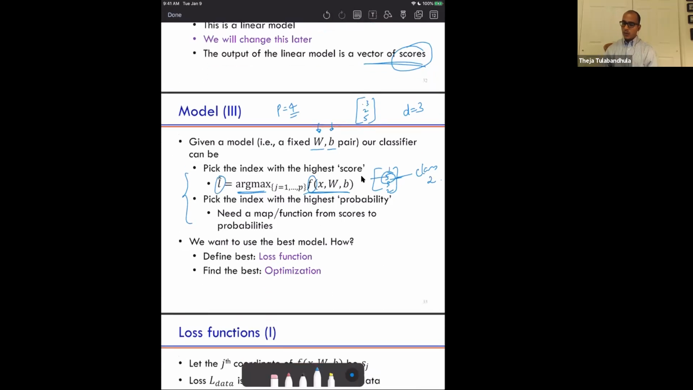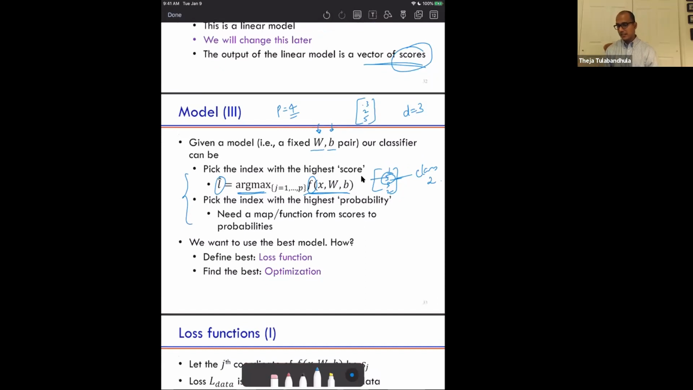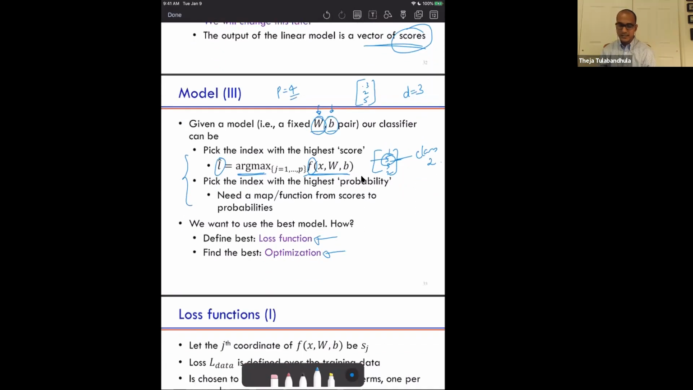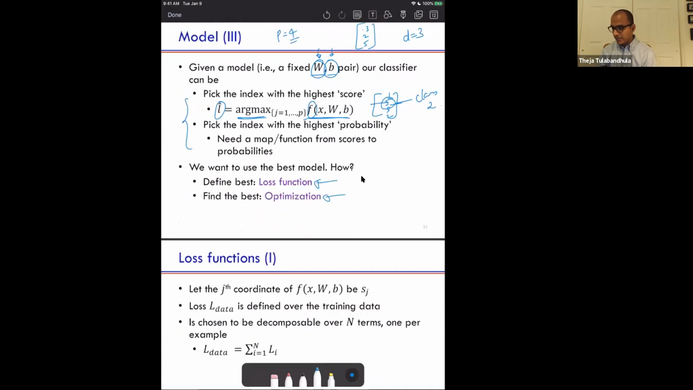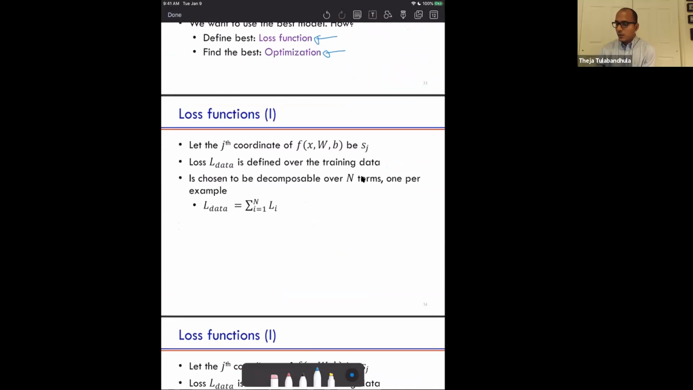Now, what's left is, we've specified a model, in this example a linear model, and what is left to do is to figure out the best choices for W and b. To do that, we have another question to ask, which is what is meant by best. The definition of best is captured by the loss function. And how we get the best choices for W and b is essentially optimization. So let's talk about loss functions.